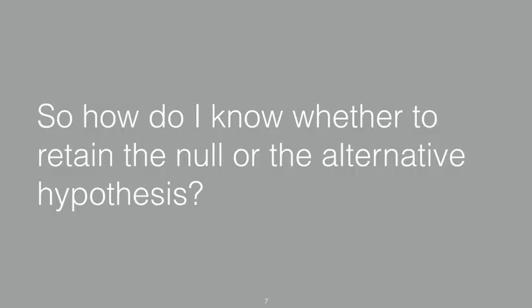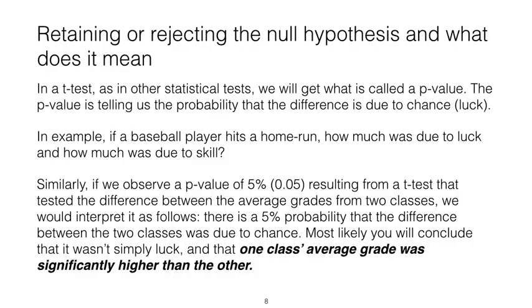How do I know whether to retain the null or the alternative hypothesis? Meaning, I'm going to run a t-test or other tests. How do I know which one I will be retaining? So, retaining or rejecting the null hypothesis, what does it mean? In a t-test, as in other statistical tests, we will get what is called a p-value. The p-value is telling us the probability that the difference is due to chance or luck. An example: if a baseball player hits a home run, how much was due to luck and how much was due to skill?